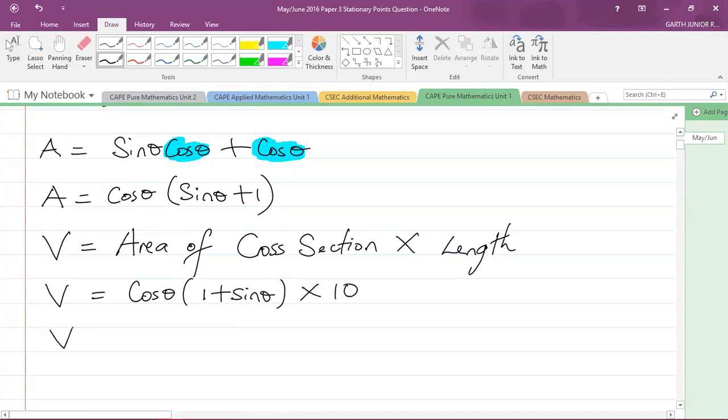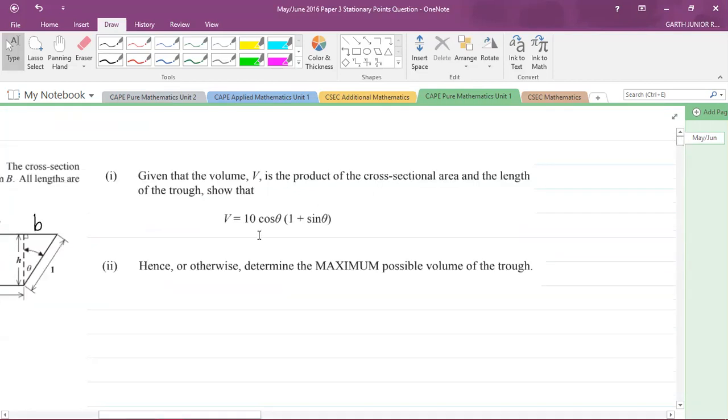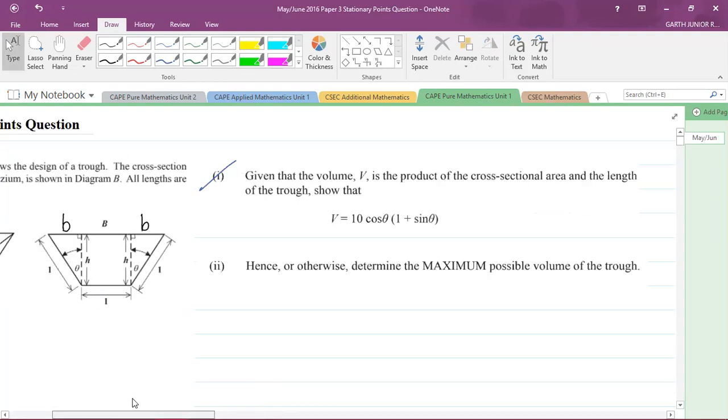Therefore, we get V, the volume, to be equal to 10 times cos theta multiplied by 1 plus sine theta. And let's look back at the question. They told us to show that V is equal to 10 cos theta times 1 plus sine theta, and that is what we just showed. So I can now come back here.